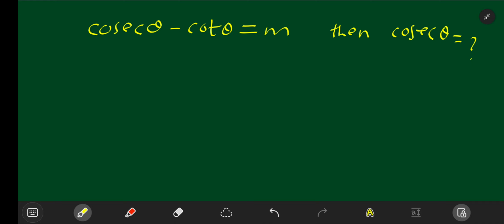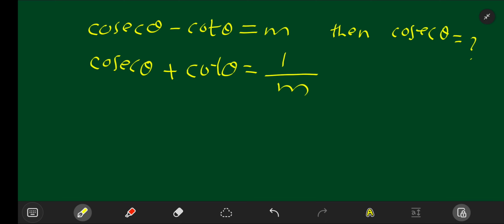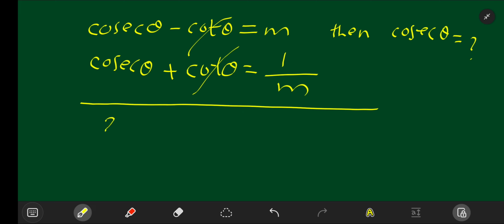Cosec theta minus cot theta is m. Then cosec theta plus cot theta is equal to its reciprocal, that is 1 by m. Solve these two equations. Minus cot theta plus cot theta get cancelled. Cosec theta plus cosec theta is 2 cosec theta, that is equal to m plus 1 by m.